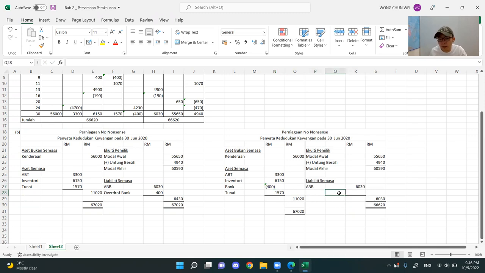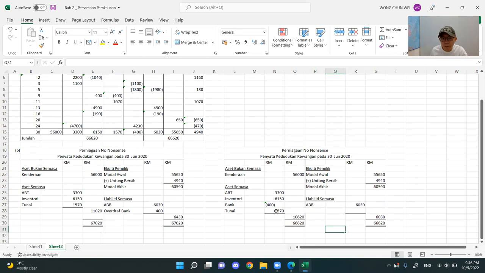Okay, let's say I move the overdraft bank instead of here, I put it here. Okay, so now you add up the figure here. Minus 400 plus 1,570. Look at the figure. Okay, so if instead I put the bank here in the asset side, instead of the liability side, you see that my Jumla, of course, will be the same as well, here and here, sama.